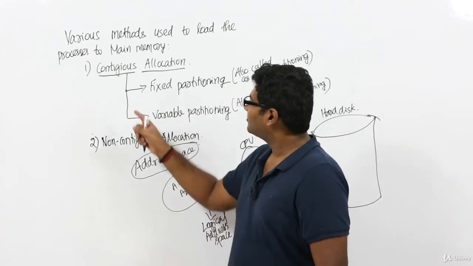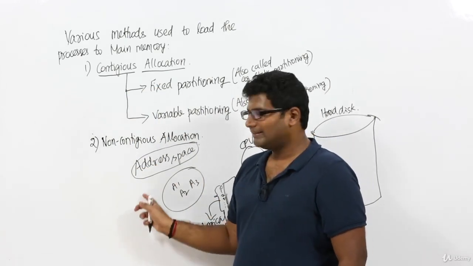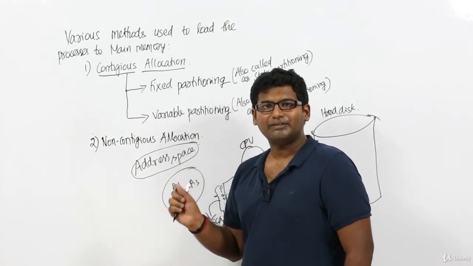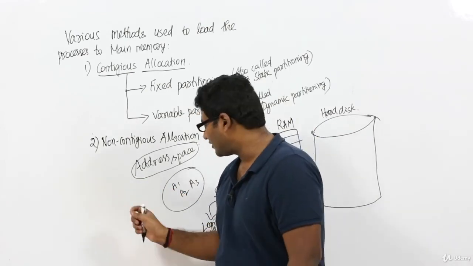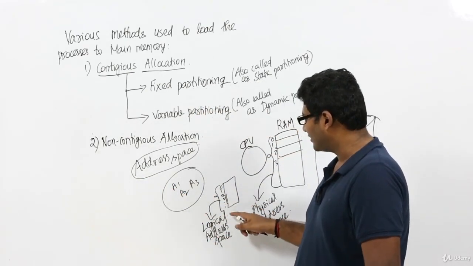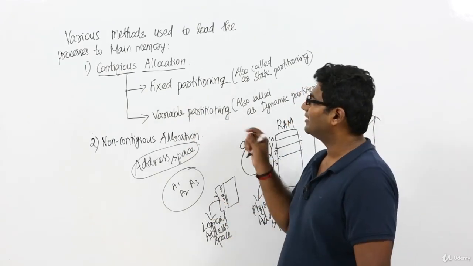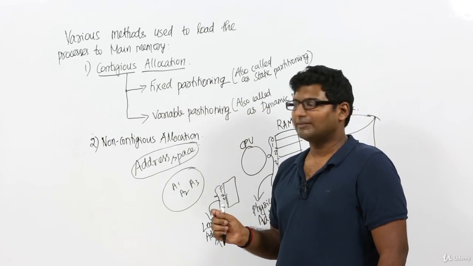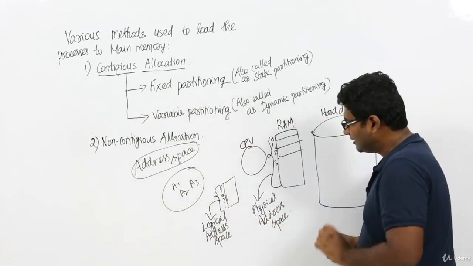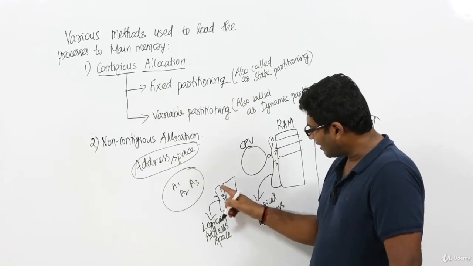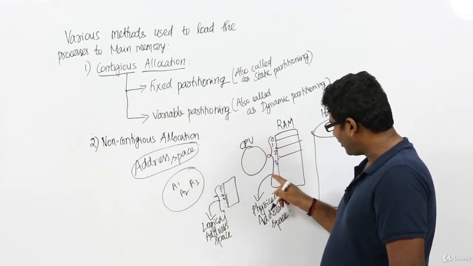Now, contiguous allocation is this: in case the set of all addresses in the logical address space of a process are all present in contiguous addresses in main memory, we say that is contiguous allocation. I know you didn't understand it exactly. See, our process has a set of addresses, right? Our RAM also has a set of addresses.